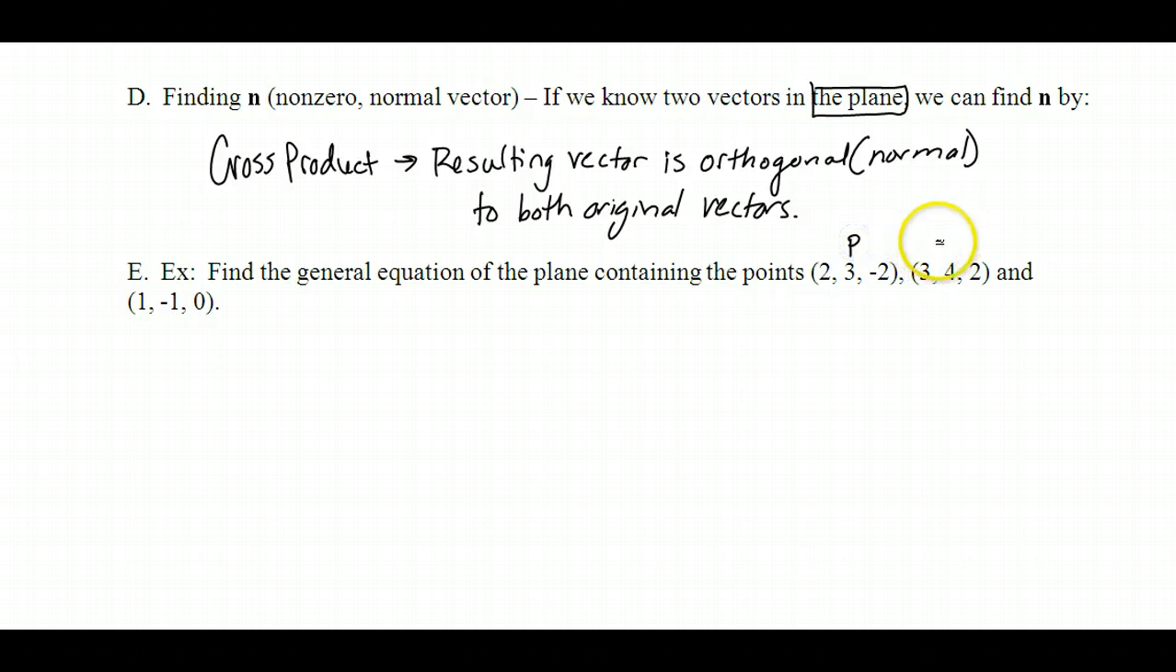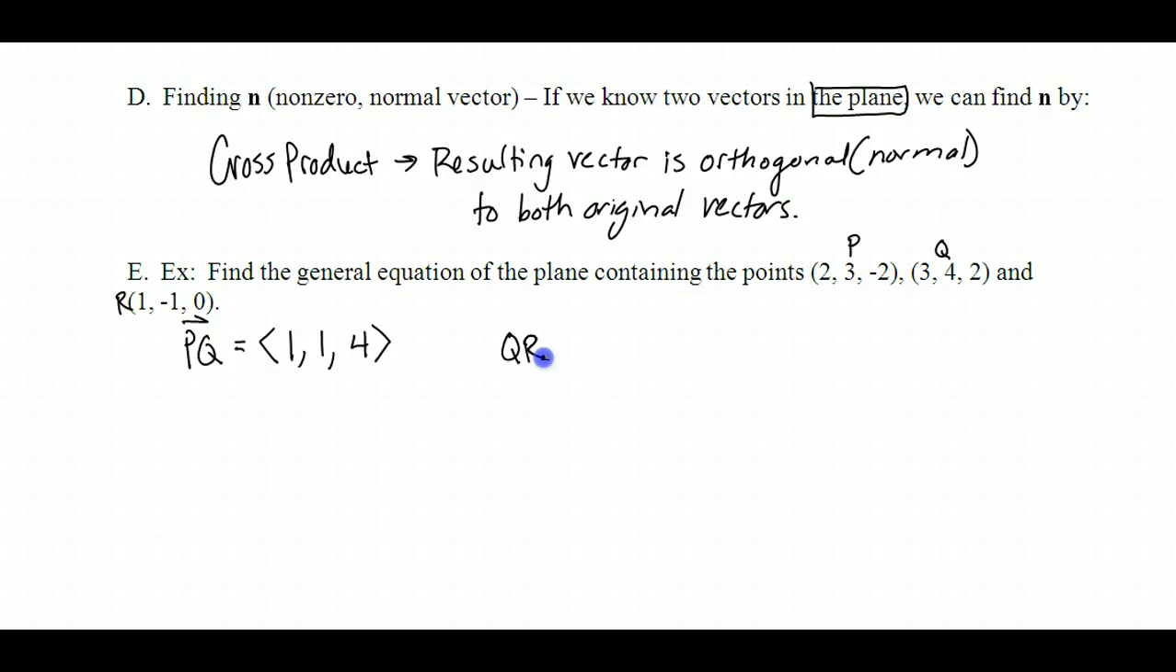So we're going to call these points P, Q, and R. We can create 2 vectors on this plane. So we can call them vector PQ and vector QR. You can really pick any combination, but you can create the vector between the 2 points. So if I create vector PQ, I have 3 minus 2 is going to give me 1. 4 minus 3 will give me 1. 2 minus a negative 2 will give me 4. There is one vector on this plane.